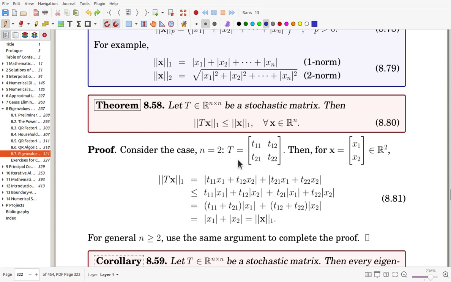Now, T is a stochastic matrix, so the sum of each column is 1. So this sum must be 1, and this sum must be 1. So we recheck this, and that is the definition of the 1-norm of x. So we have that the 1-norm of Tx is bounded by the 1-norm of x. That's exactly this one when n is 2. However, for general n larger than or equal to 2, this argument can be utilized exactly the same way, so you can complete the proof.